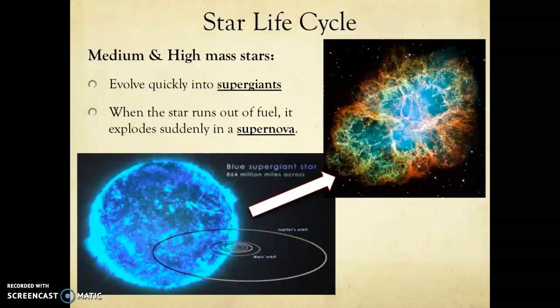Now, when the supergiant runs out of fuel, it explodes. And we call that explosion a supernova. And that's the top picture on the side. And again, that's an actual picture. That's what it actually looks like. That's just an explosion of gas. So that big cloud was once a star.